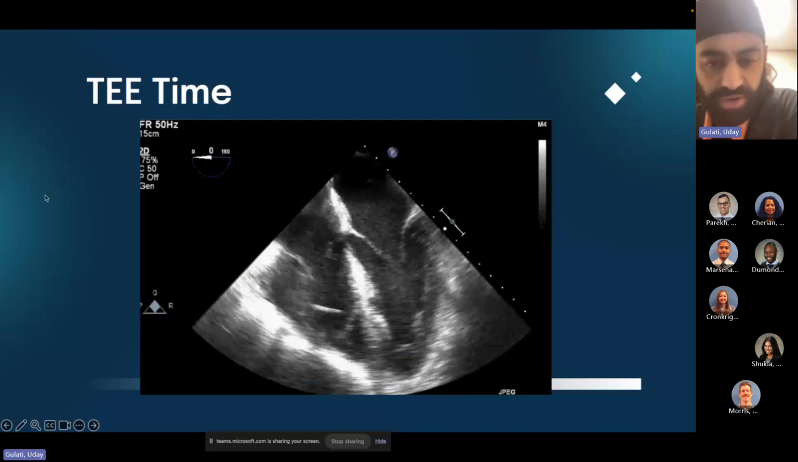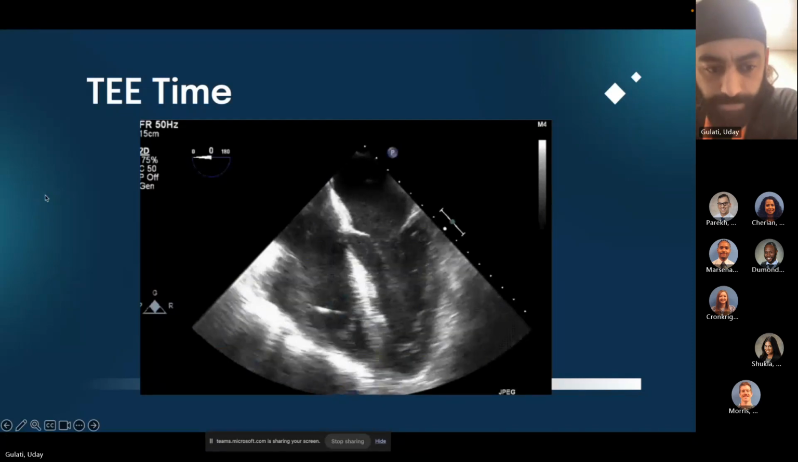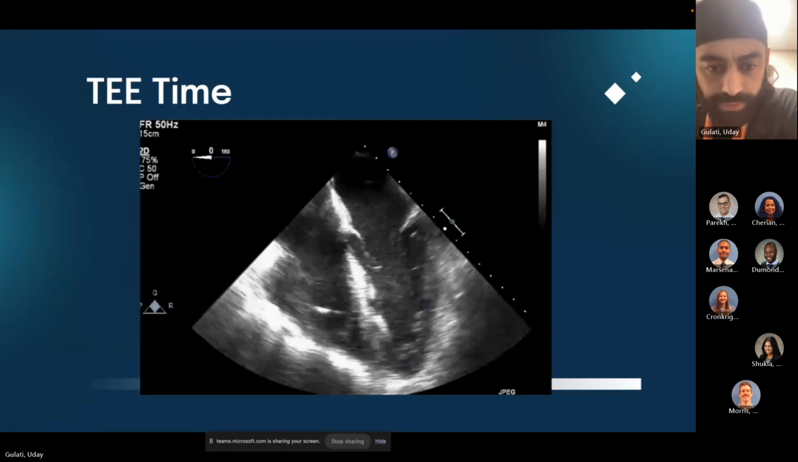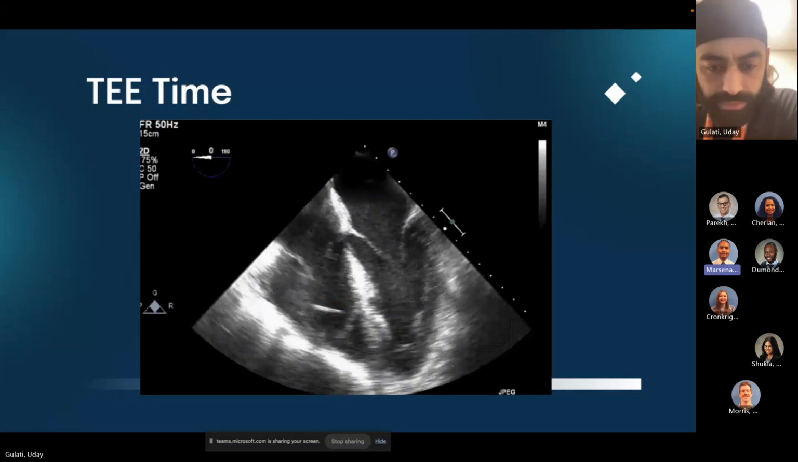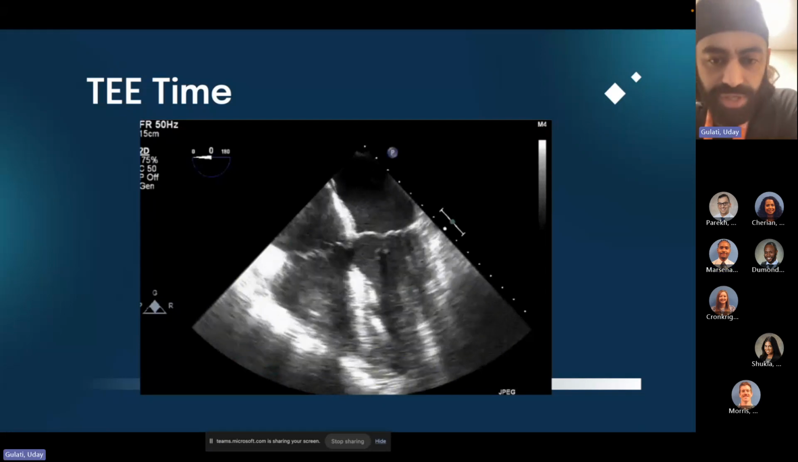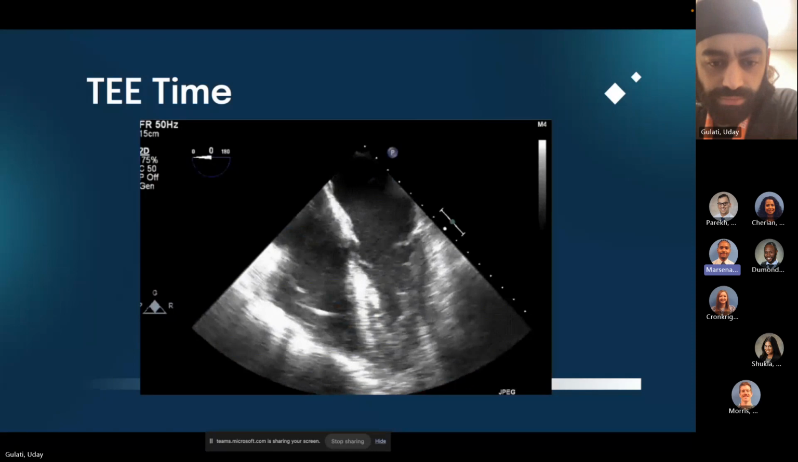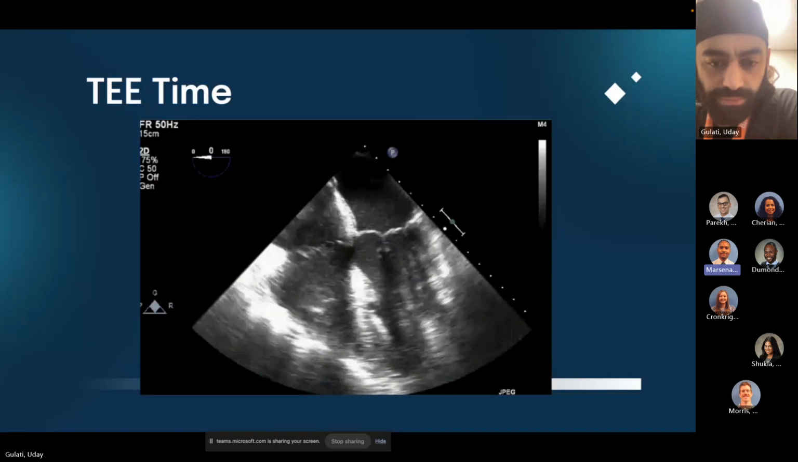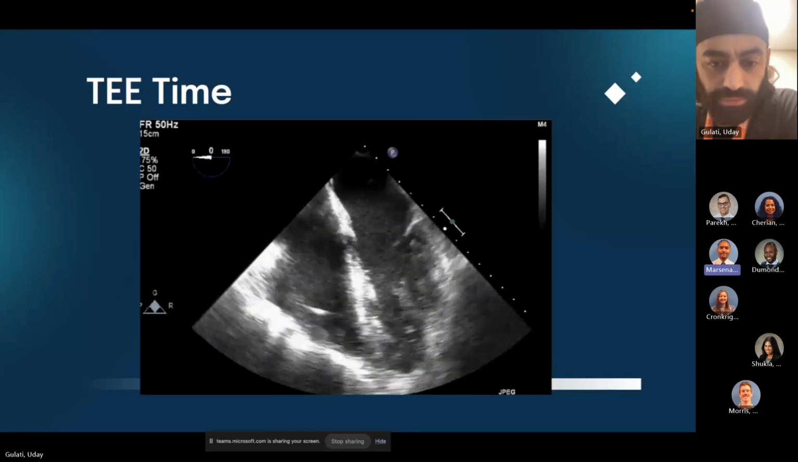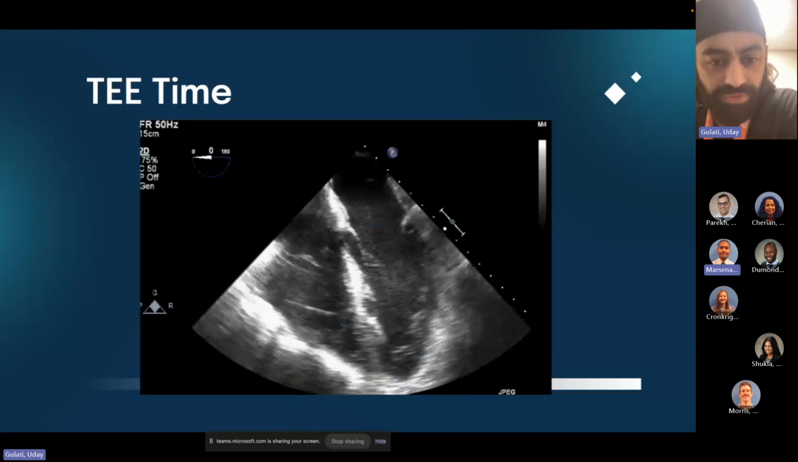Awesome. Gibson, you want to give this one a try? Sure, same view. Yeah, mid-esophageal 4-chamber. Let's see what's going on. This LV looks pretty hyperdynamic, I feel like. Yeah, absolutely. What do you think about the RV?